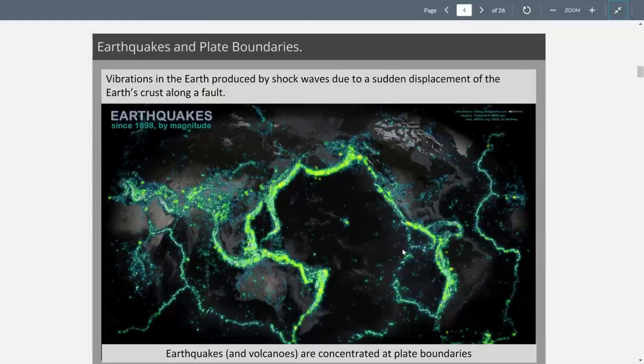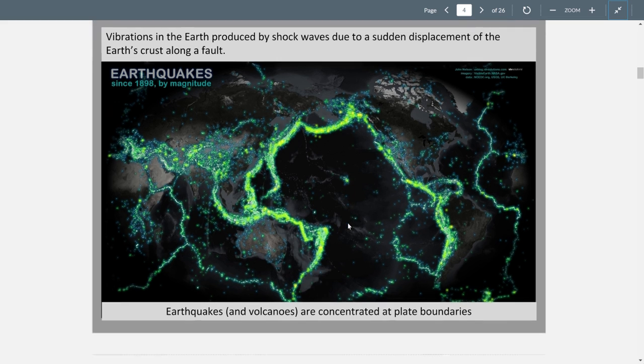Here is another very beautiful photo of vibration in the earth produced by shock waves due to sudden displacement of the earth's faults. So here you can see very beautifully this Pacific Ring of Fire, where you're looking at the earth and most notable shock waves. You'd be surprised that along the San Andreas Fault sometimes there are tiny little earthquakes that you and I just don't feel.